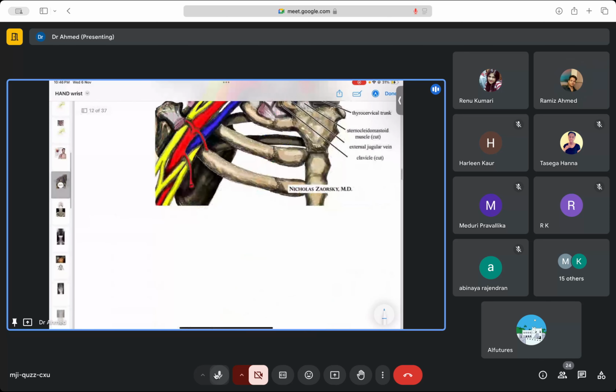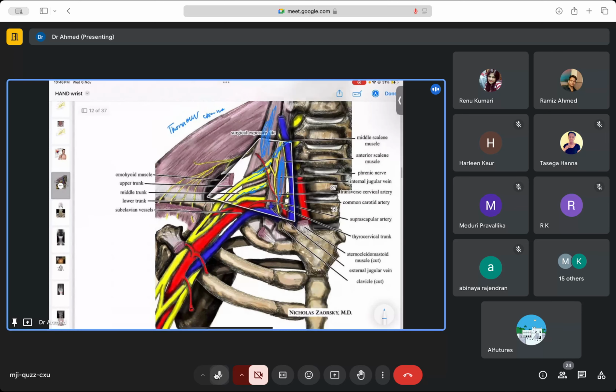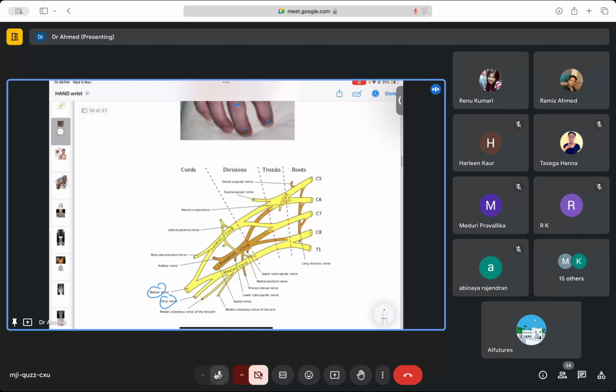Okay, so lastly, we'll be discussing another nerve. Let me just come here. That is the long thoracic nerve.